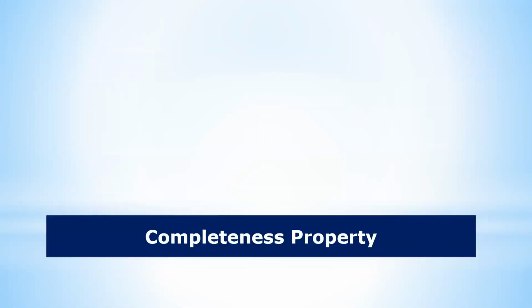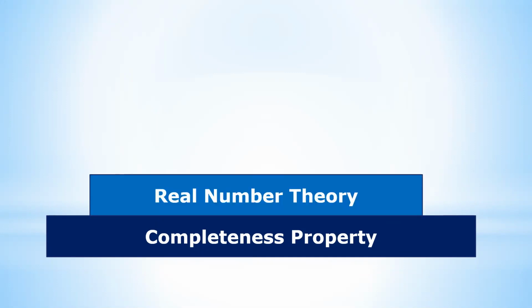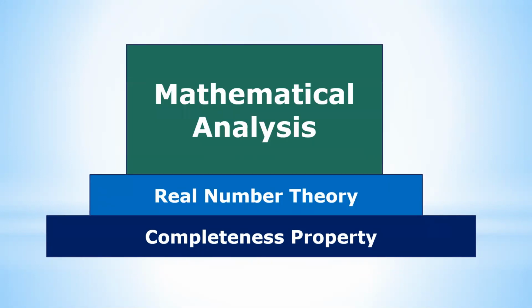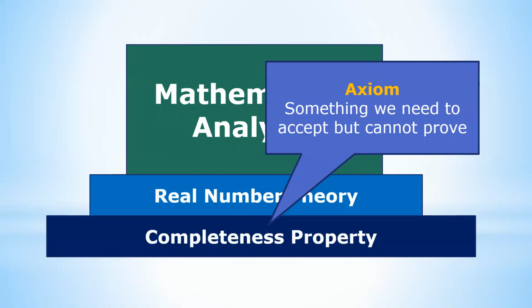So now let's look at the bigger picture. First we are going to lay down the completeness properties, and this is the background of the whole analysis. On that, we're going to talk about the real number series, and then you can build the entire mathematical analysis. The basis of this is called the completeness property. And actually, this is called an axiom. I mean, the completeness property is something you need to accept. It's called an axiom.